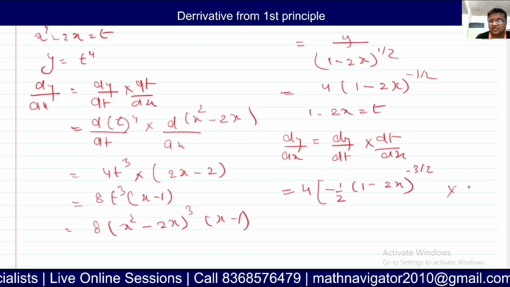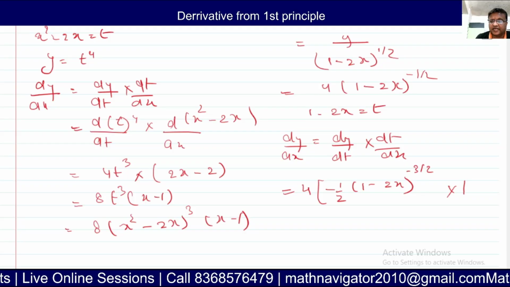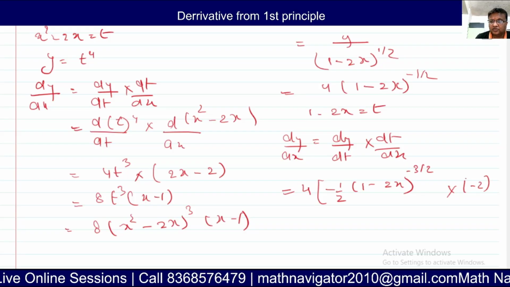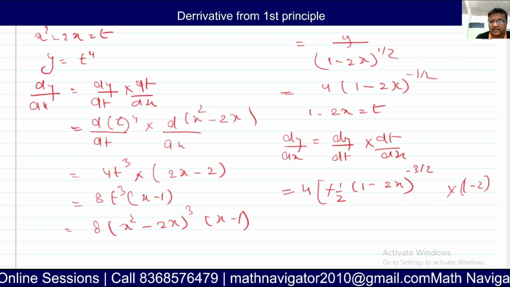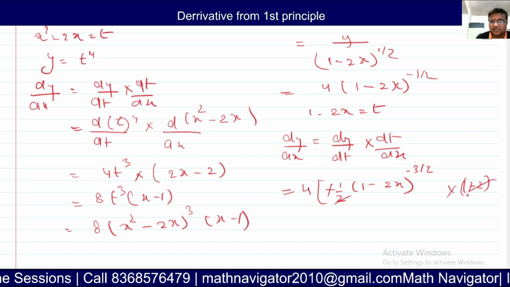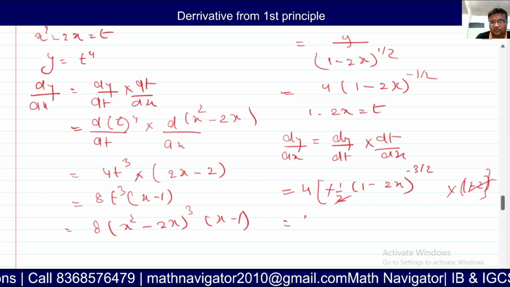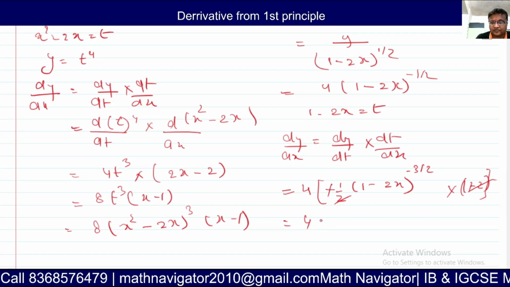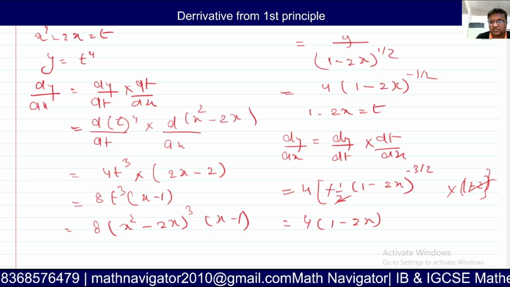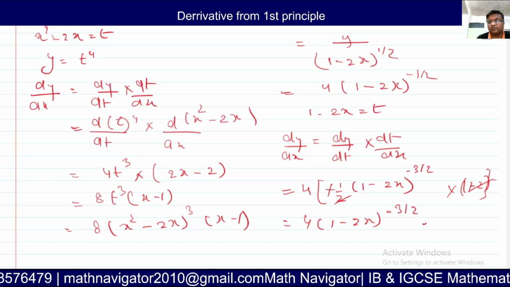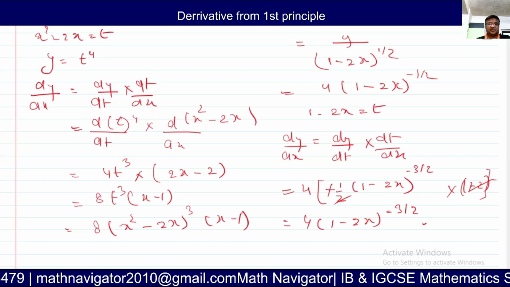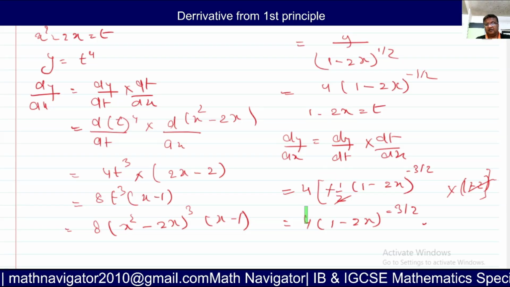Times 1 minus 2x. So this will give me negative 2. So negatives get cancelled, 2s get cancelled. So my ultimate answer, the final answer, is 4 times (1 minus 2x) to the power negative 3. Perfect. So this is my answer, right?